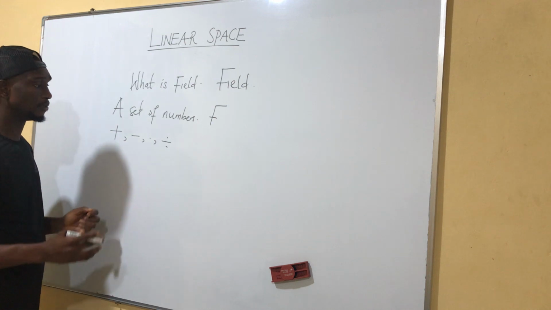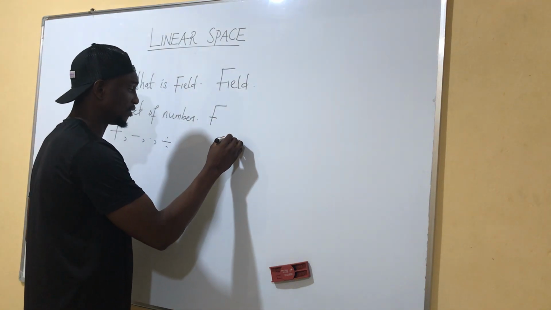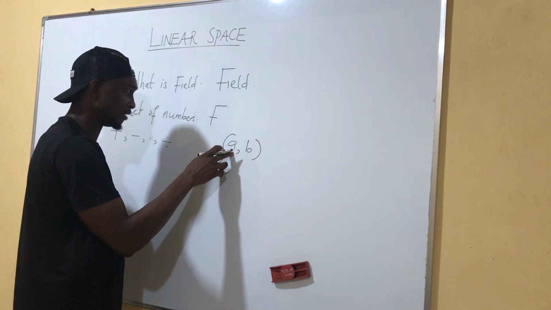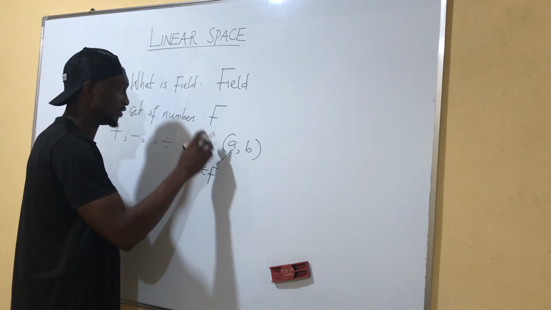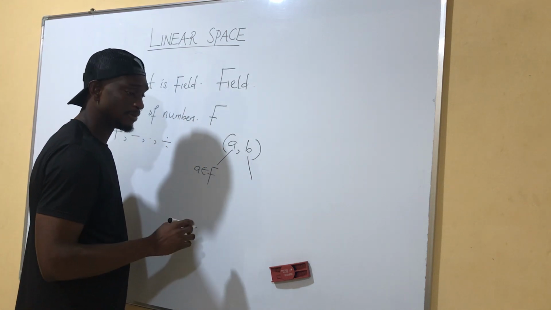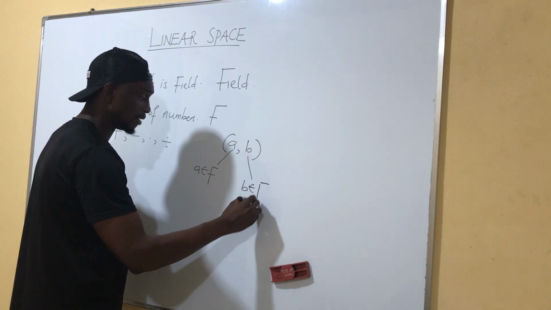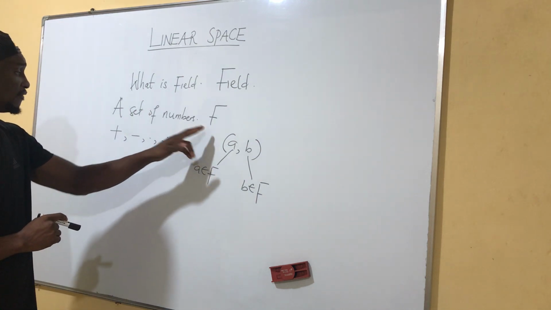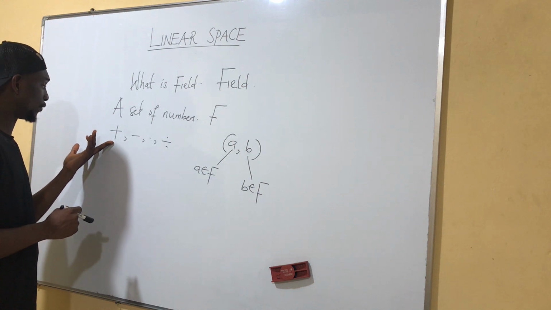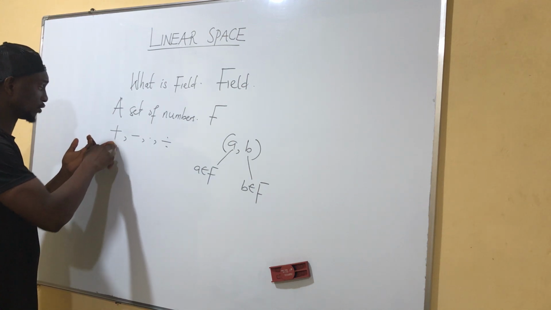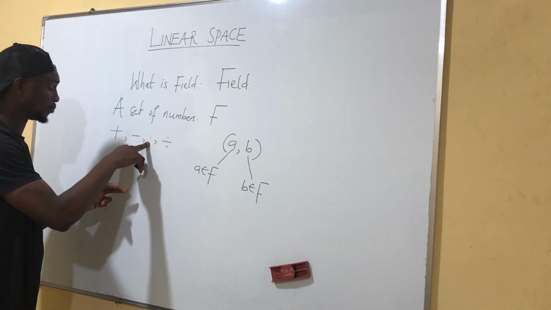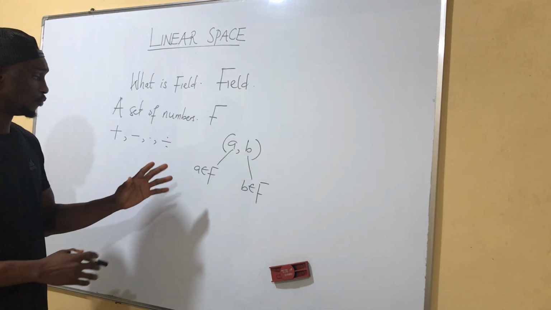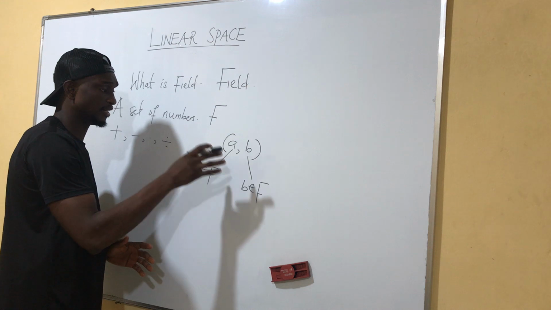Now we are to satisfy the following properties. The first property is for every pair. This is called a pair, where the first element is an element of this set F, and the second element is also an element of this set F. Now, a set F is called a field if the four operations, additive, subtractive, multiplicative, and divisive, satisfy the following properties with respect to every pair of elements in F.